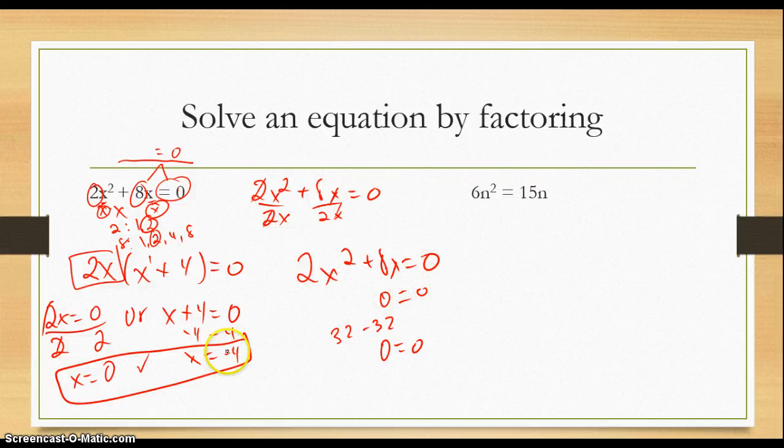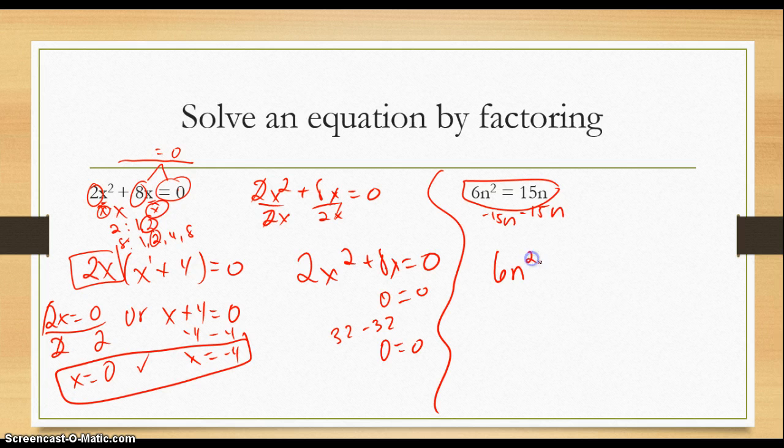Okay? So here, look at this problem right here. Now, it's not set equal to 0, but we can easily do that. So we're going to subtract the 15n. Now, these are not like terms because they have a different exponent. This has an exponent of 2 and this has an exponent of 1. Okay? Now we have to take out the greatest common factor. So we have an n squared and an n, so the greatest one that they have in common is 1n.